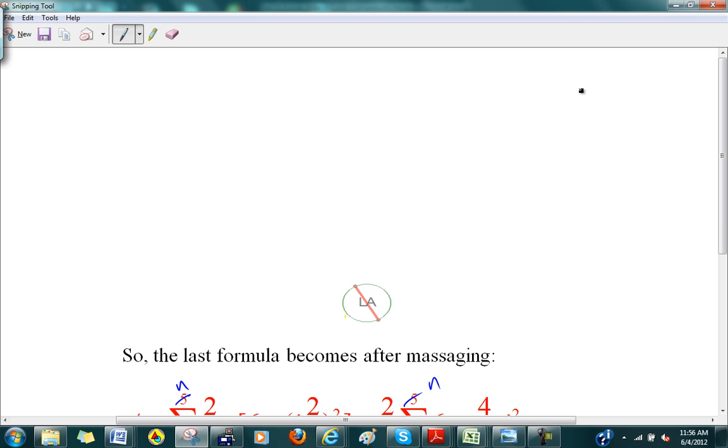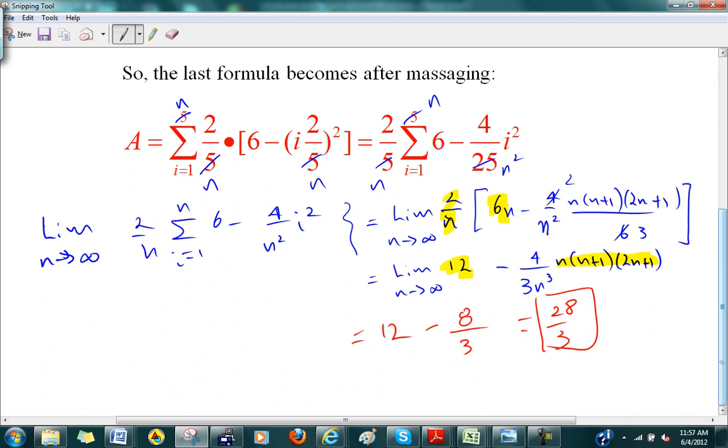What was the answer on Friday? 8 and what? 8.18? 8.48? What is this equal to? 9.333. So if instead of 5 rectangles you had taken 10 rectangles, you're going to get closer to this number. And so the most exact answer, the precise answer, with no approximation at all, is exactly that.